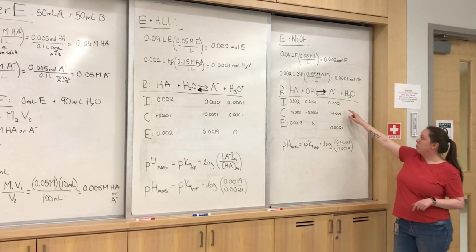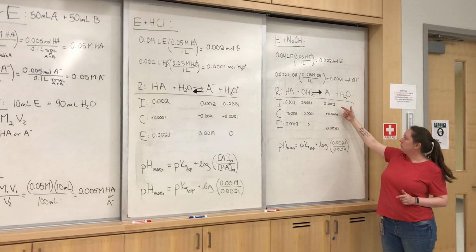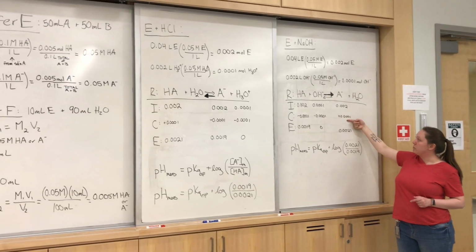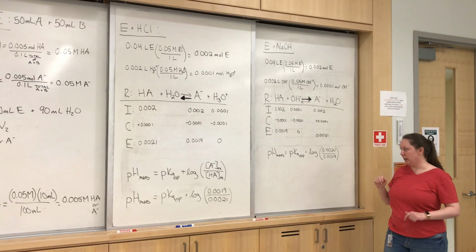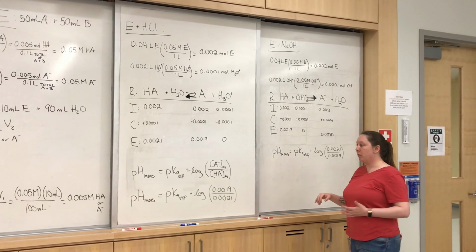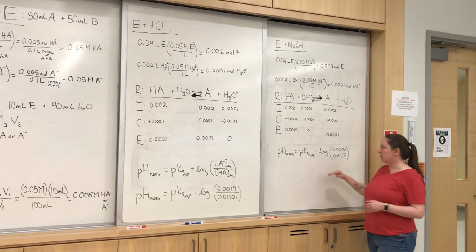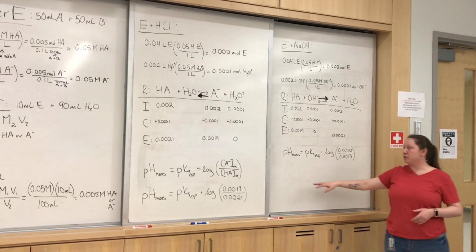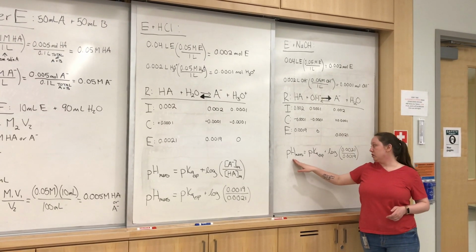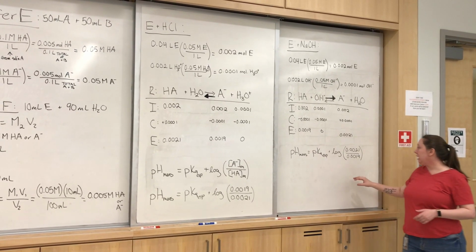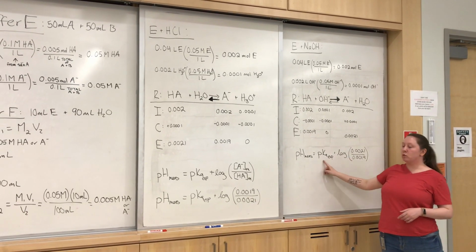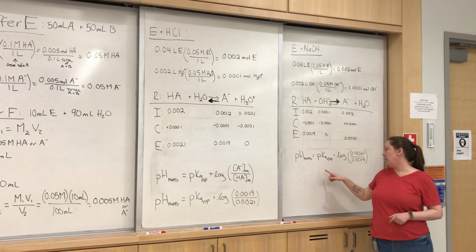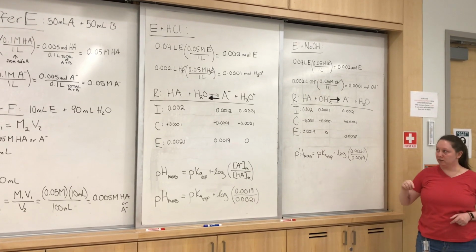And our 0.002, our initial, plus what we made using this guy, gives us 0.0021. So using the Henderson-Hasselbalch equation here, we're going to measure the pH of this reaction. We have the log of our concentrations, and we can solve for what pKa is experimentally.